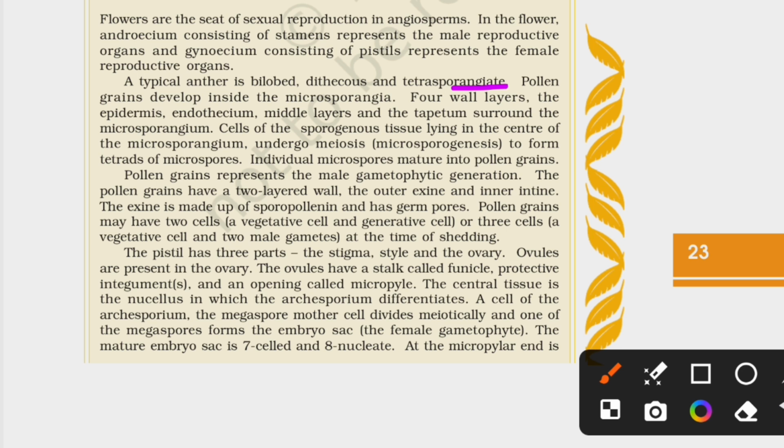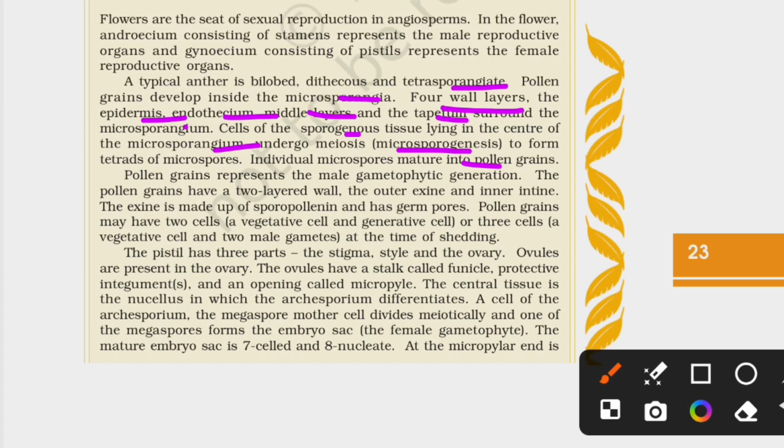Pollen grains develop inside the microsporangium, surrounded by four wall layers: the epidermis, endothecium, middle layers, and the tapetum. Cells of the sporogenous tissue lying in the center of the microsporangium undergo meiosis, microsporogenesis, to form tetrads of microspores. Individual microspores mature into pollen grains. Pollen grains represent the male gametophyte generation.